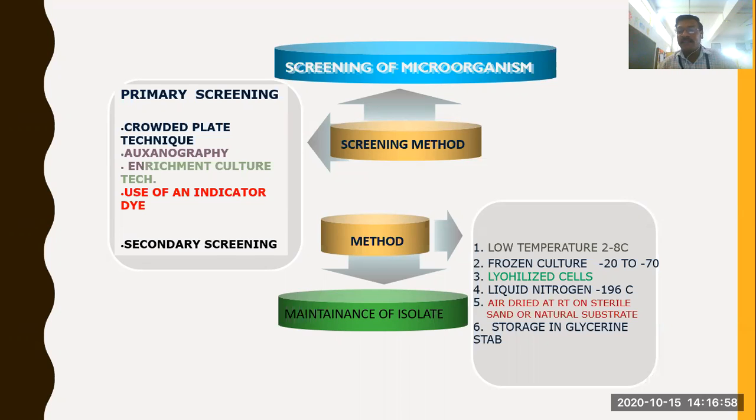Another important one is air drying at room temperature on sterile sand as well as a natural substrate. The last one, but not least: with the help of recombinant strains, we are using large amounts of recombinant microorganisms, and these you have to preserve with the glycerin stab. So 0.85 ml of glycerin and 0.15 ml of inoculum are mixed together and stored in a certain ampoule shell. So these are the certain parts.